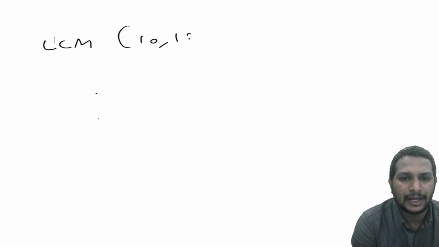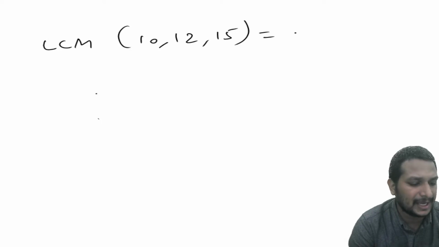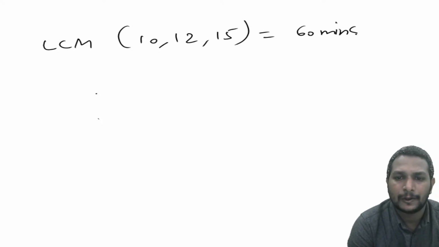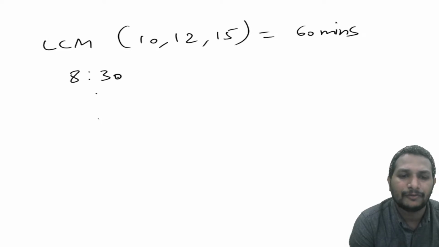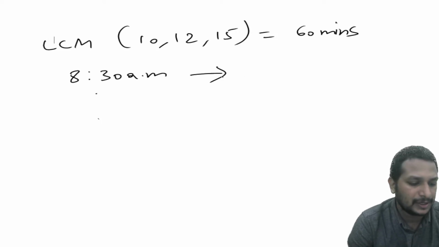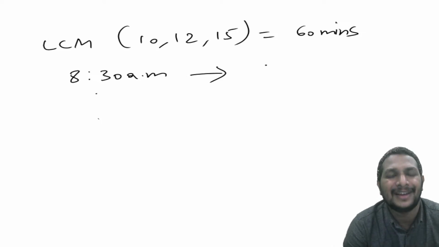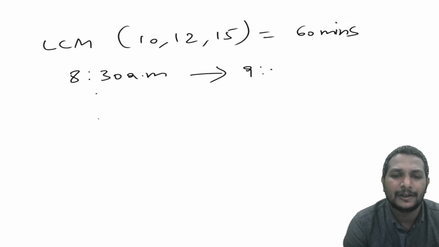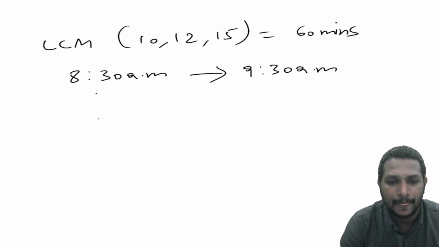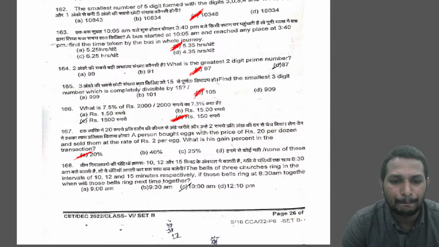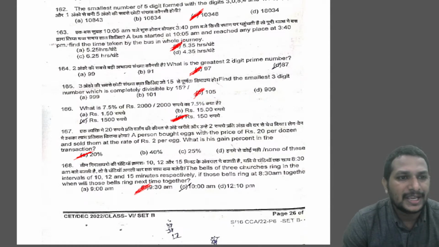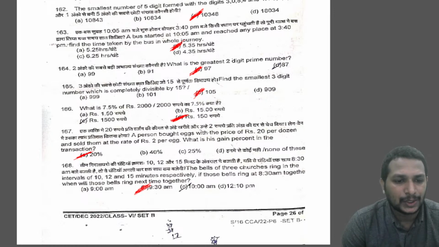Let's see the LCM part here. LCM of 10, 12, 15. We'll be getting the LCM as 60 minutes. As they're asking when they will ring together after 8:30, 60 minutes means after 1 hour, right? 1 hour after 8:30 is nothing but 9:30. The answer for this question is 9:30 a.m. That's nothing but option B. The answer for this question is option B. Clear?